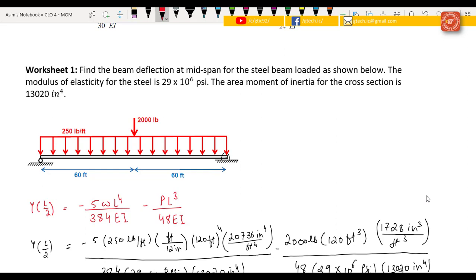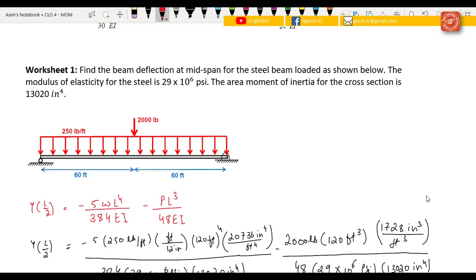So here is the representation of the beam. The uniformly distributed load acting on it is 250 pounds per foot, and the point load is 2000 pounds. The length of the beam is 60 feet plus 60 feet, which is equal to 120 feet.